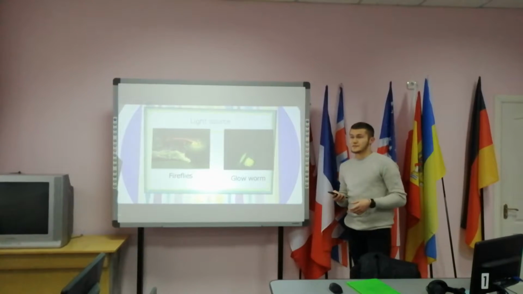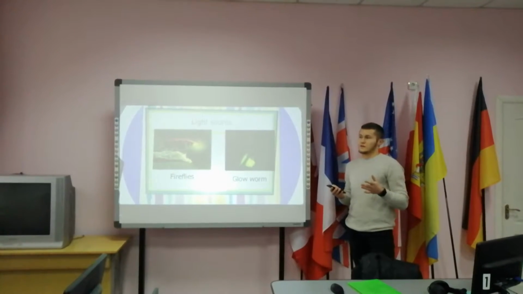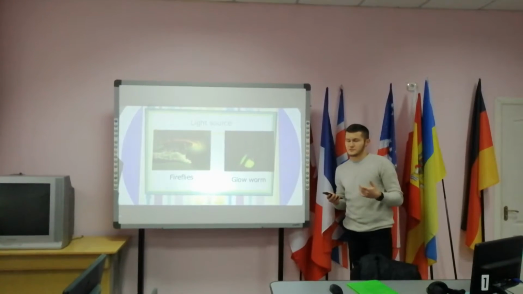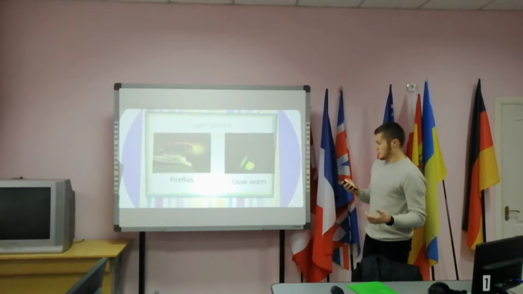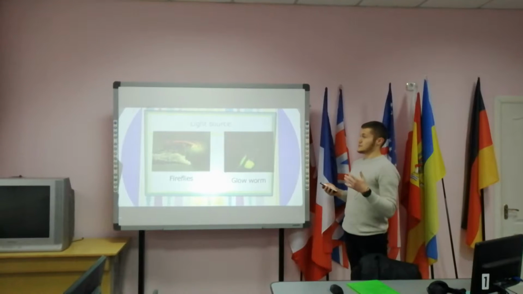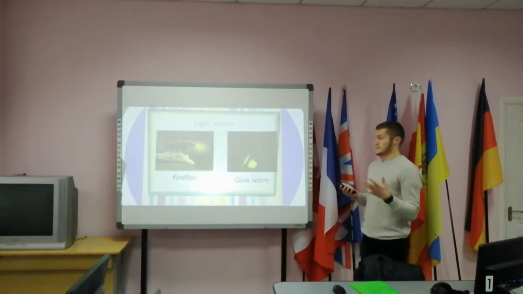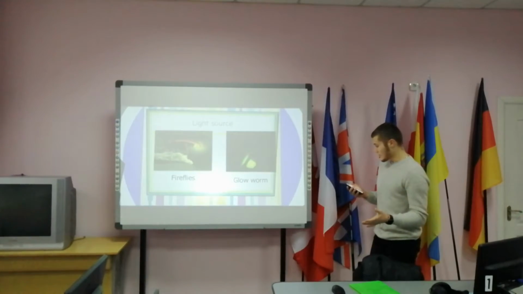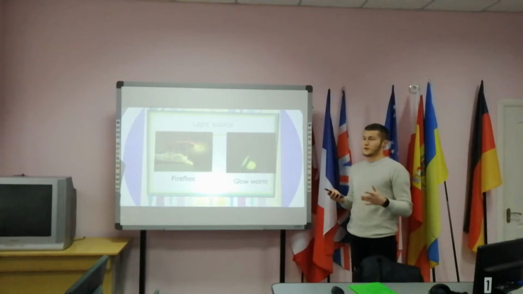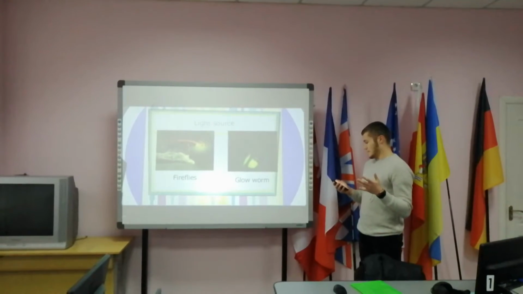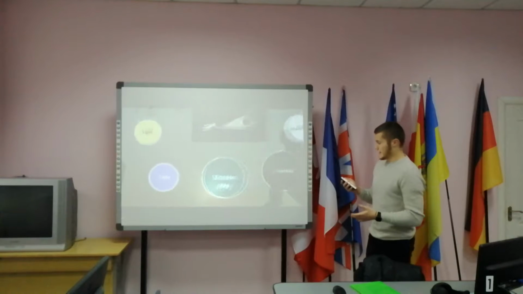The universe is filled with objects that produce light. Also, some animals can produce light too, for example, fireflies, jellyfish, glowworms, etc. And this process is called bioluminescence. These animals are examples.